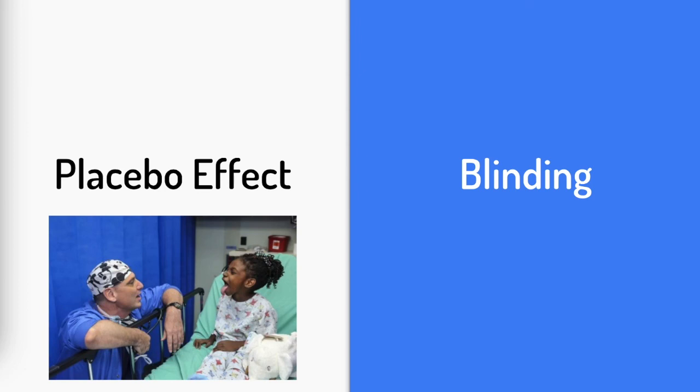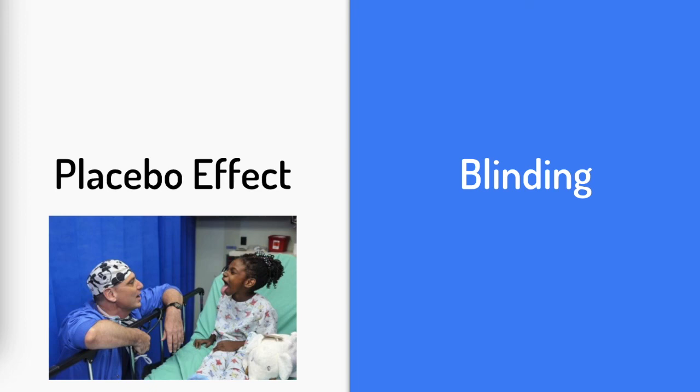And so what's blinding? Blinding is when the sample, the people who take the treatments, do not know whether they have received the actual treatment or the false treatment. So they don't know if they're in the control group or the treatment group. In some cases, even the experimenters themselves don't know who received what. They just observe and get the result.